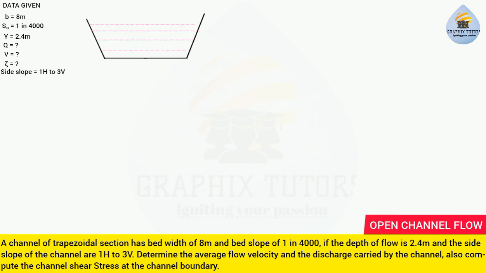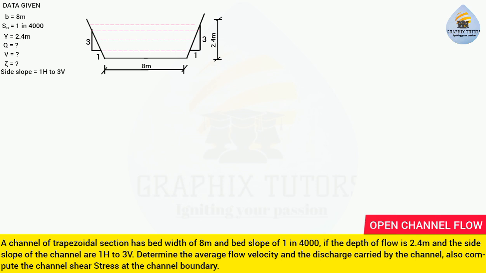If I have my trapezoidal section this way, remember, it is the combination of a rectangular channel and a triangular channel. The bed width here is 8 meters. The side slope is 1 horizontal and 3 vertical. You place it here. The depth of the flow is given to be 2.4 meters.